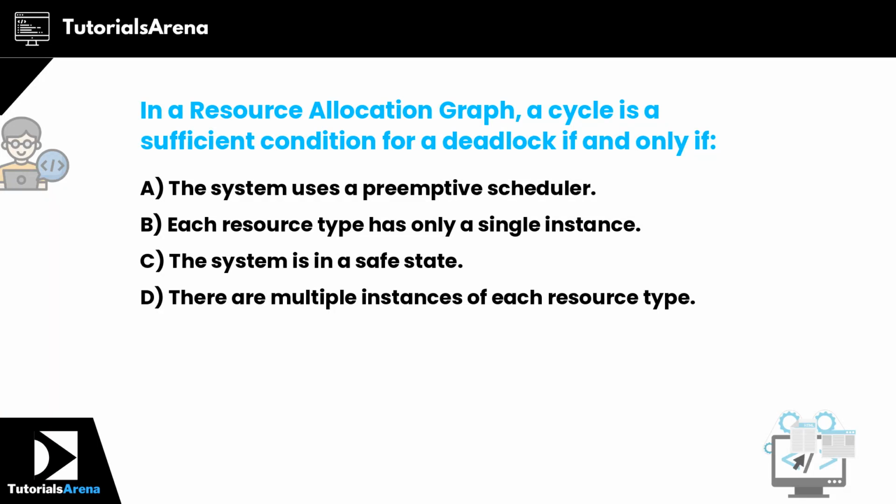In a resource allocation graph, a cycle is a sufficient condition for a deadlock if and only if. The correct answer is option B. Each resource type has only a single instance.